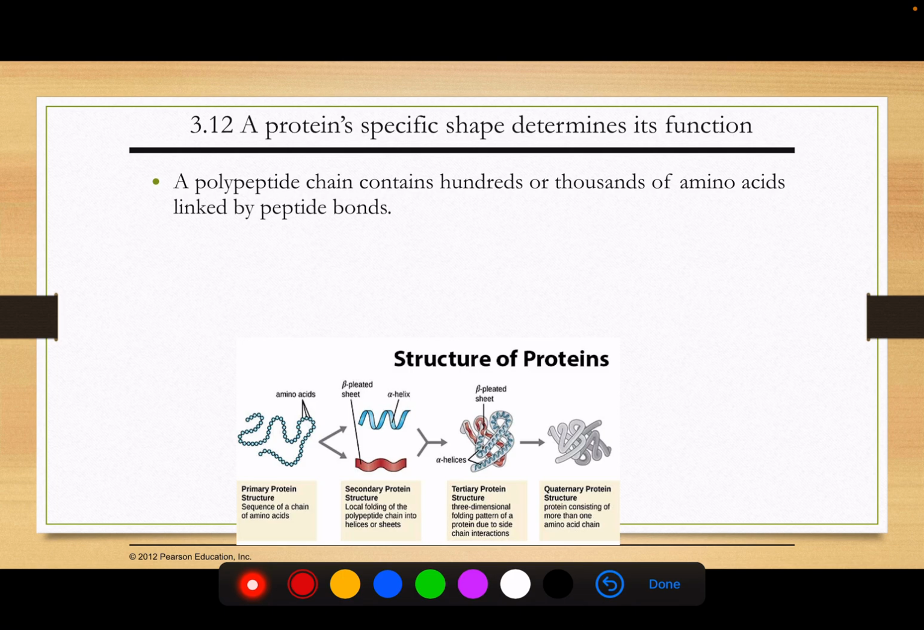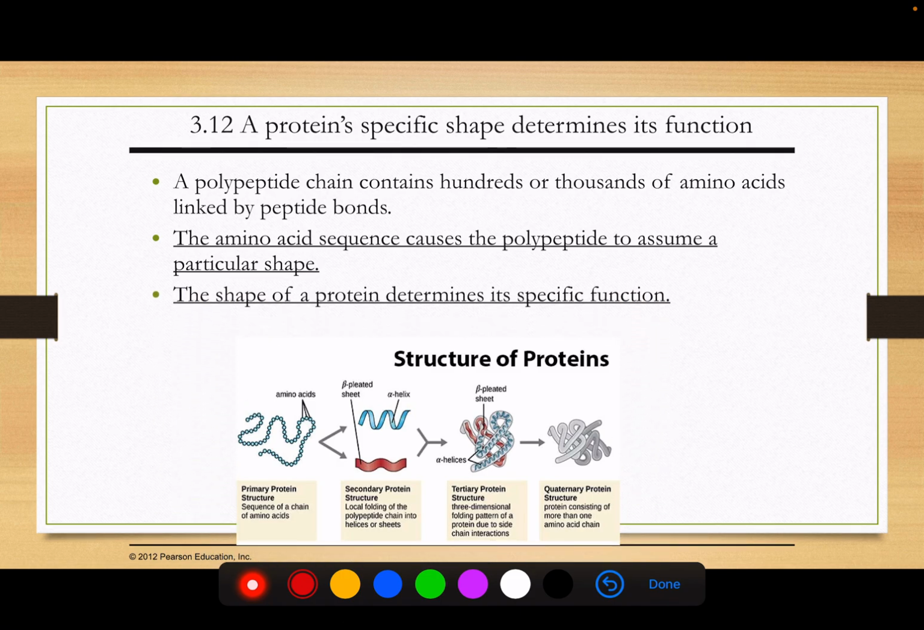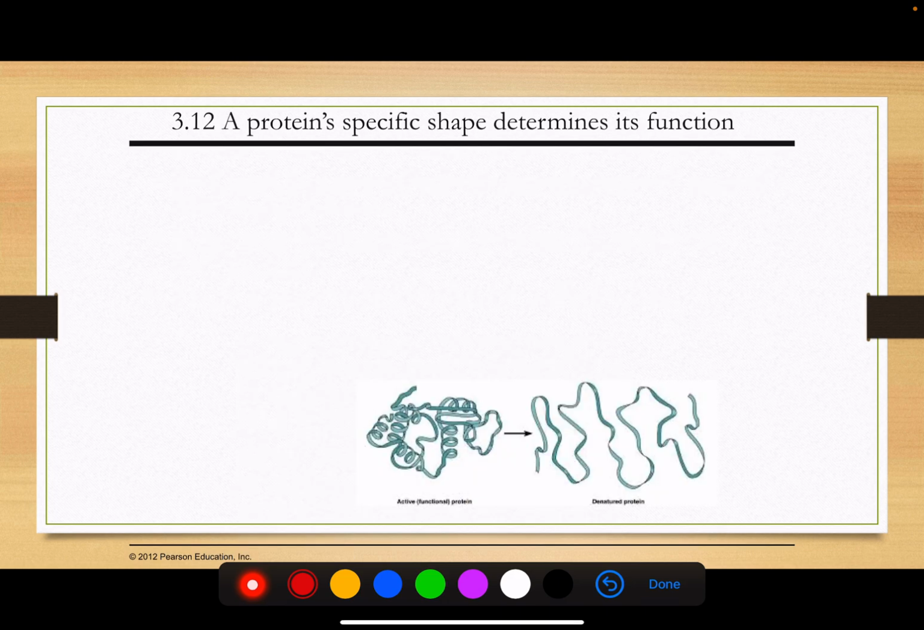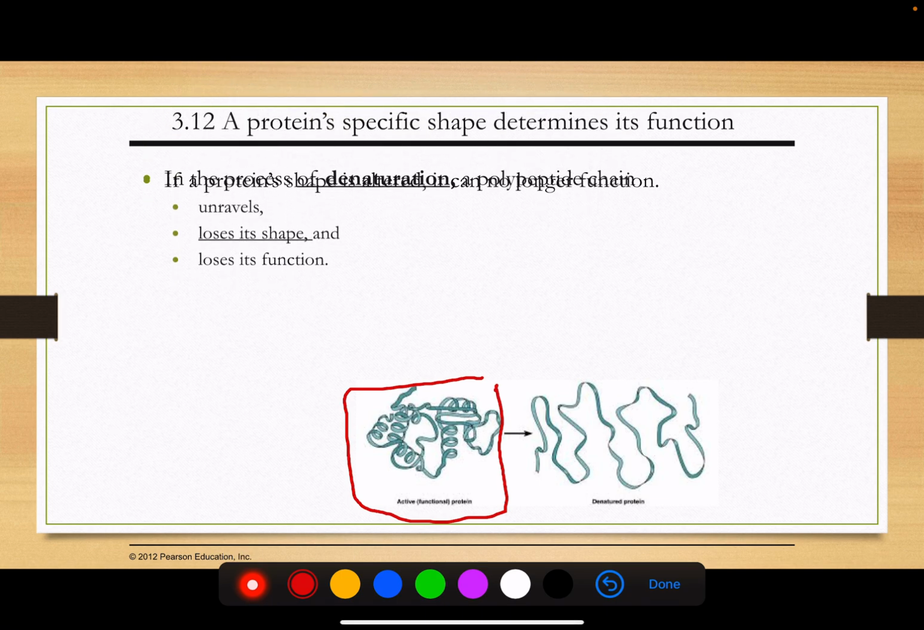A polypeptide chain contains hundreds or thousands of amino acids linked by those peptide bonds. The amino acid sequence causes the polypeptide to assume a particular shape. The shape of a protein determines its specific function. So we're going to get into this shape of proteins with the next few slides. Now, if the shape is altered, so I have a nice folded up protein here, if I unwrap it, it will not work anymore.